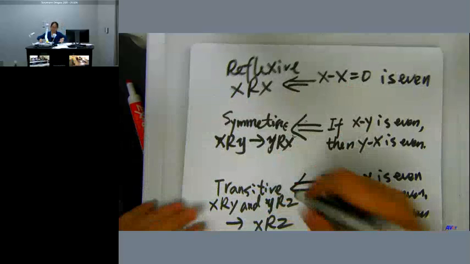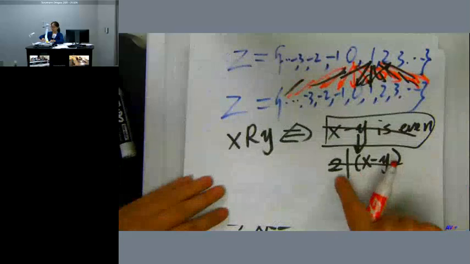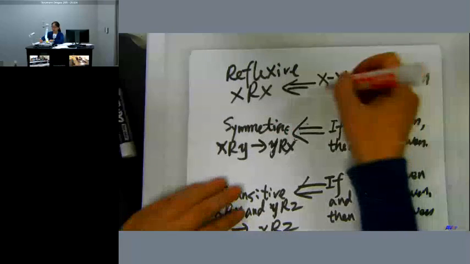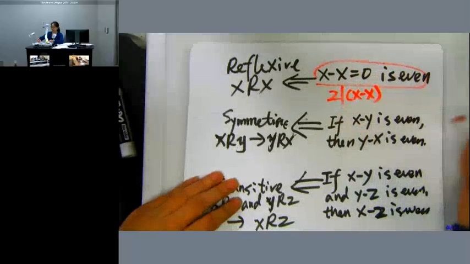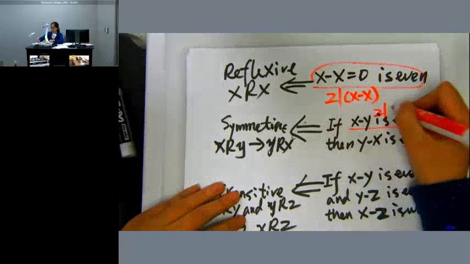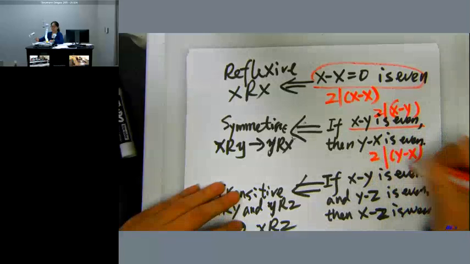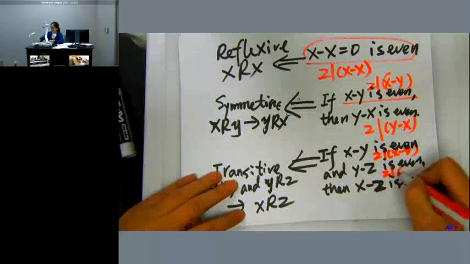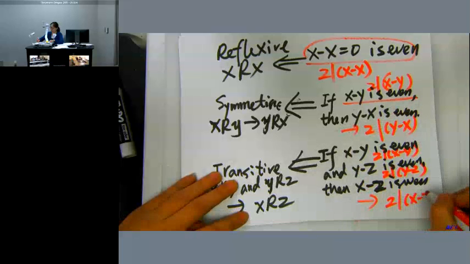So if they change the question to the relation, the way to write it, instead of saying x minus y is even, they could say if and only if 2 divides x minus y. Well, you can change the way you say it here. So you can say because 2 divides x minus x. And over here, what do you say? If 2 divides x minus y, then 2 divides y minus x. And the same thing here. If 2 divides x minus y, and 2 divides y minus z, then we have the conclusion 2 divides x minus z.